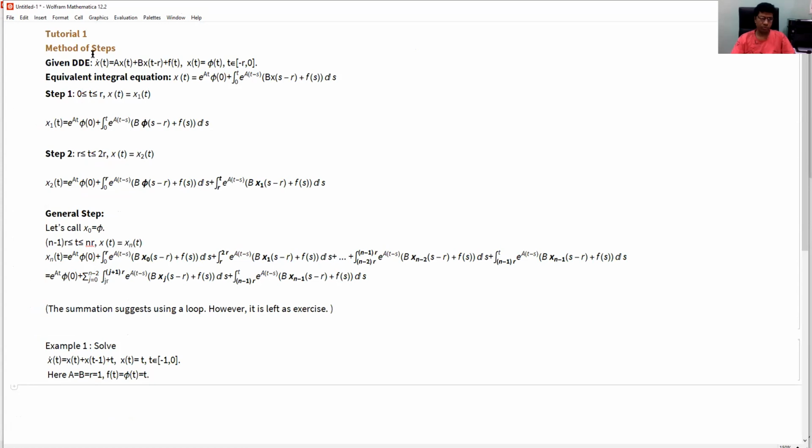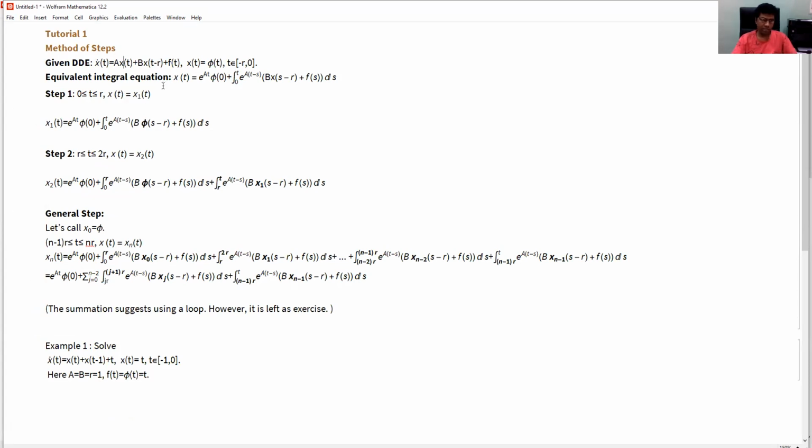First, we discuss method of steps. This delay differential equation is given to us: x dot of t equal to a into x of t plus b into x of t minus r plus f of t. And initial data is x of t equal to phi of t for t belongs to closed interval minus r to 0.